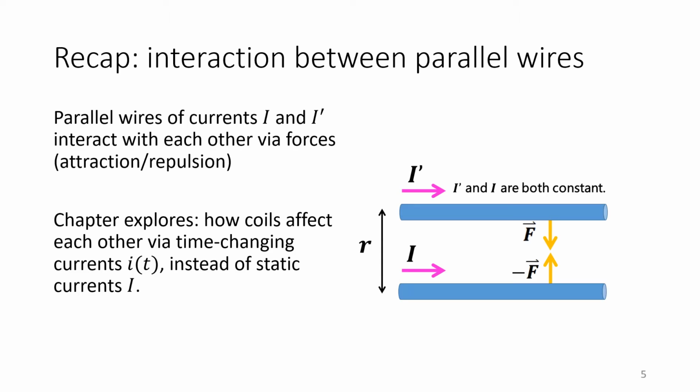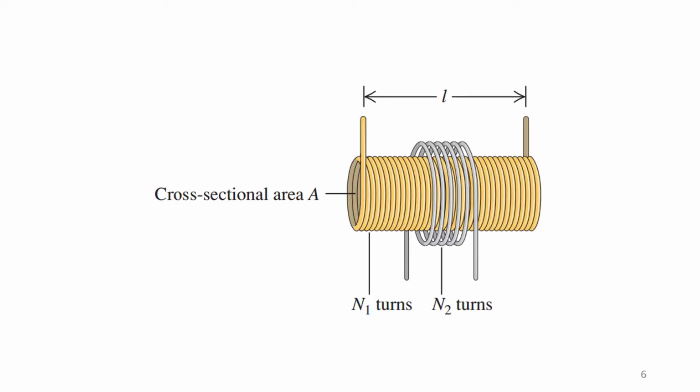Recall that from a previous lesson on magnetism in parallel wires, two wires with currents running through them produce attractive or repulsive forces depending on how the relative current directions are oriented. Now, for simplicity's sake, we assume that these currents are constant, so that means they're not going to change over time. We begin the lesson with a modification of the setup from the previous slide.